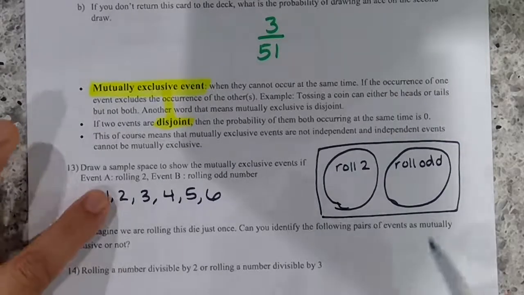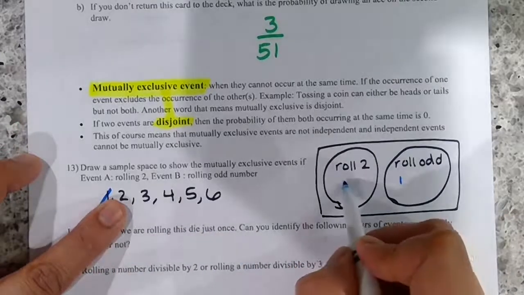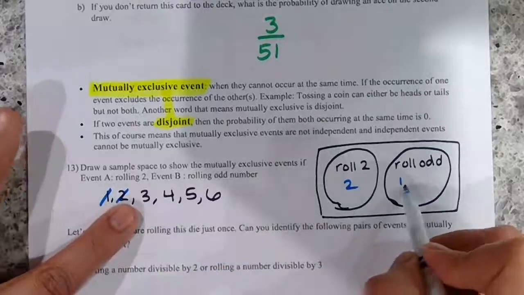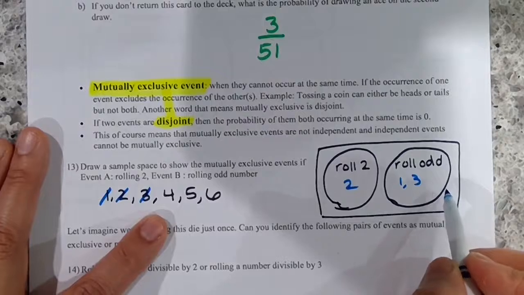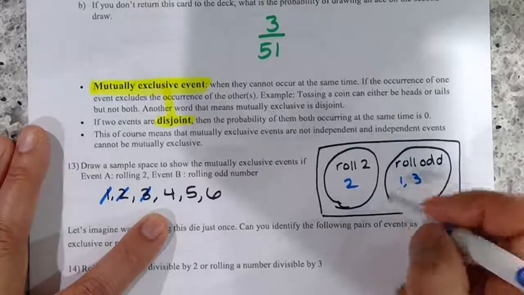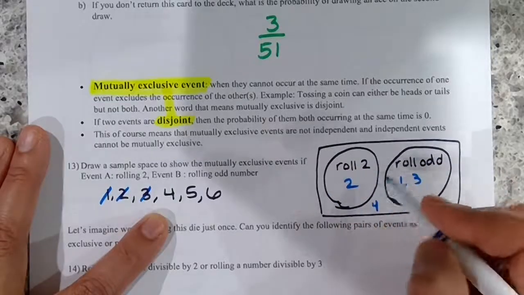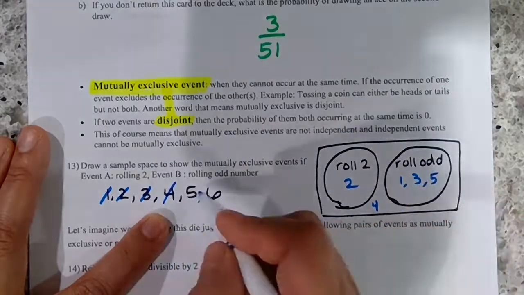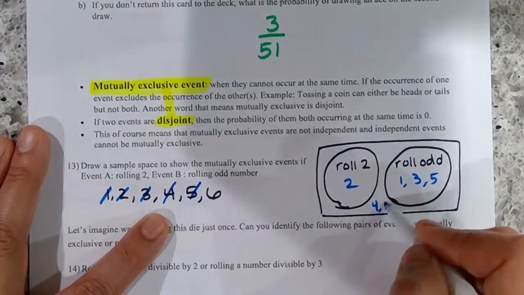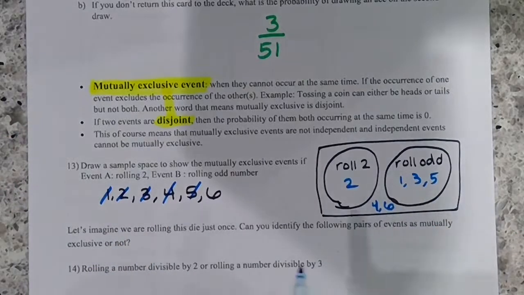All right. 1 is an odd number. 2 is obviously a 2. 3 is an odd number. 4 is not an odd number and it's not a 2, so 4 is going to go somewhere outside, in your sample space. So this is still part of your sample space. It just doesn't happen to be a 2 or an odd number. 5 is an odd number. And 6 goes there.